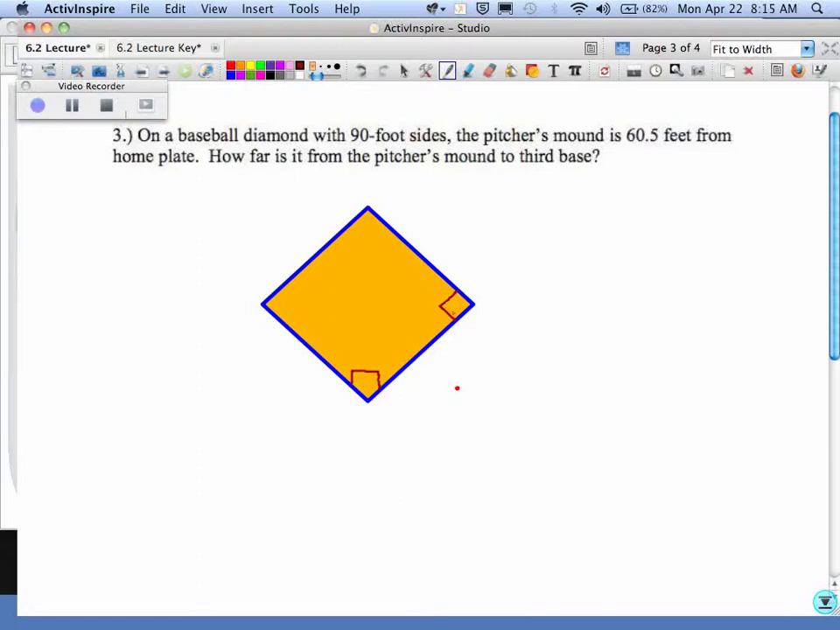The bad thing about a problem like this is that if you don't understand baseball or don't know anything about baseball, you would have a hard time doing the problem. At least I'll set it up for you and show you what's happening. Okay, on a baseball diamond with 90-foot bases, so you're talking 90 feet between bases, the pitcher's mound is 60.5 feet, so 60 feet 6 inches is what the pitcher to home plate is. How far is it from the pitcher's mound to third base?